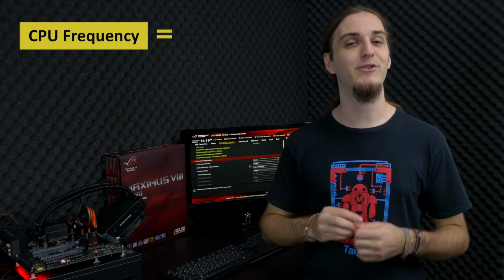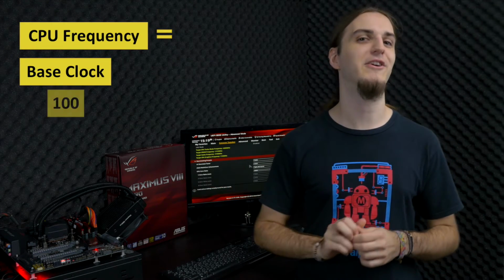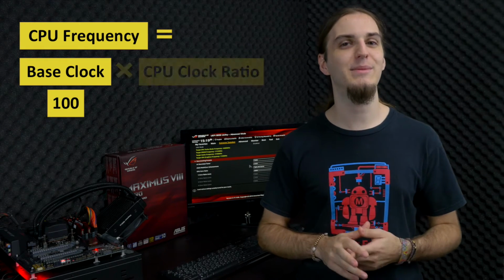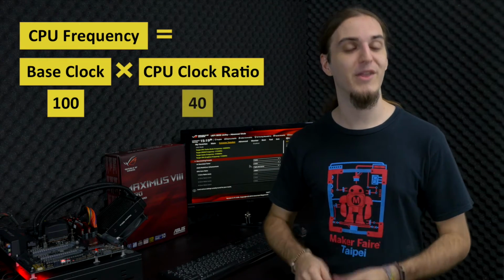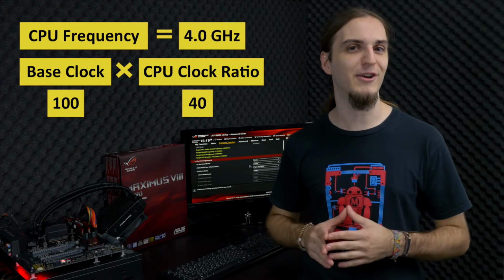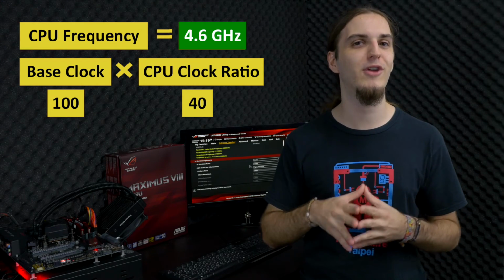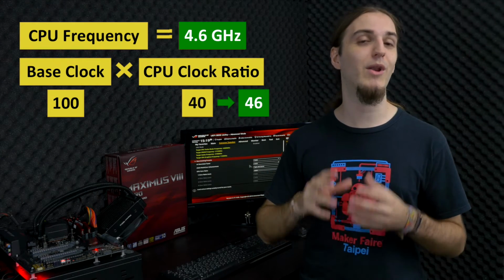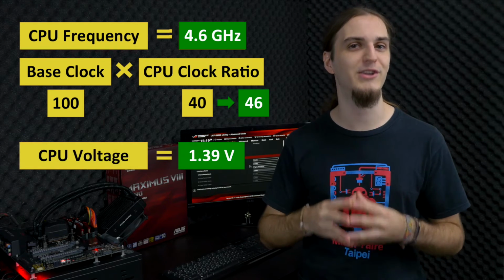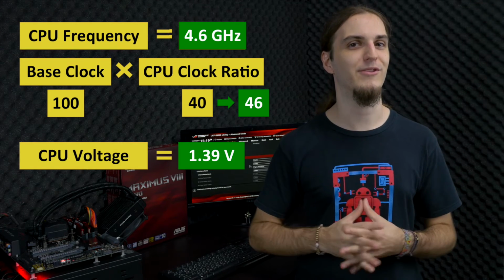The CPU frequency is based on two factors. First, the base clock, which is set at 100 MHz on this platform, and second, the CPU clock ratio, which is at 40. To overclock to 4.6 GHz, we will be increasing the CPU clock ratio to 46, and we will also set the CPU core voltage to 1.39 volts.